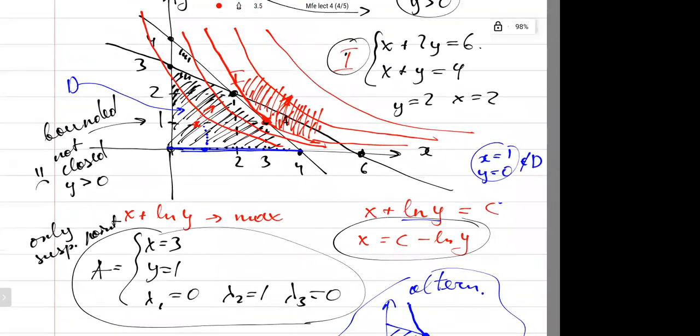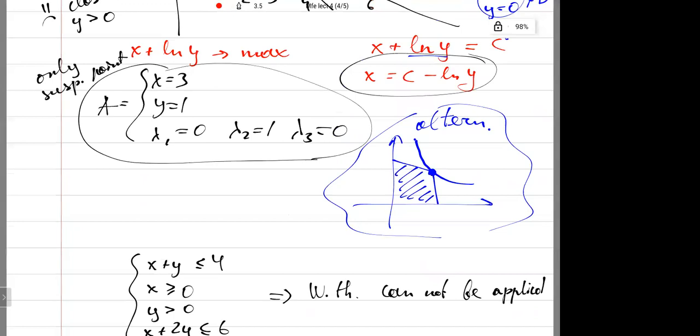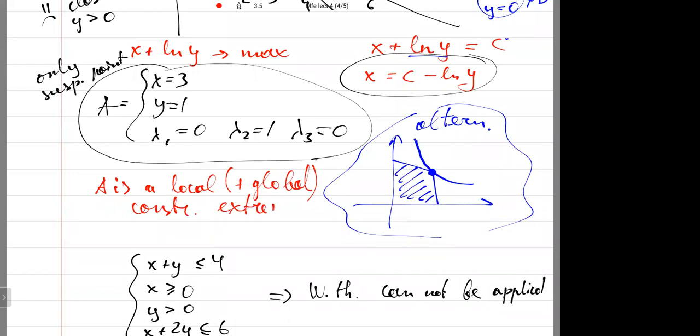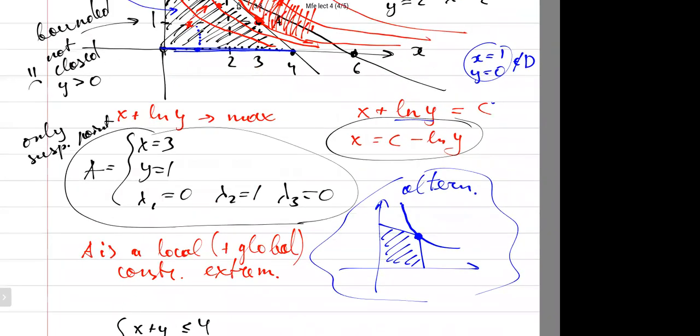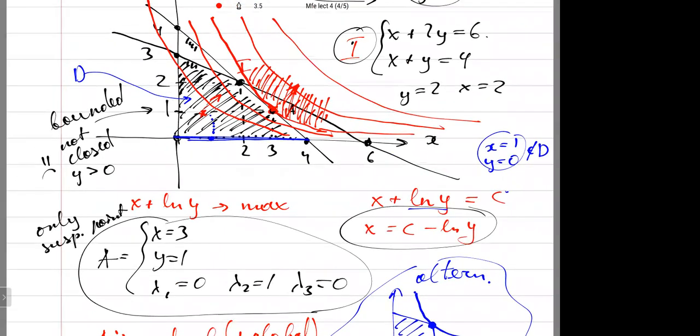I see that point A is a local and global constraint extremum. Okay, graphical analysis is better, so I prefer to work with plots.